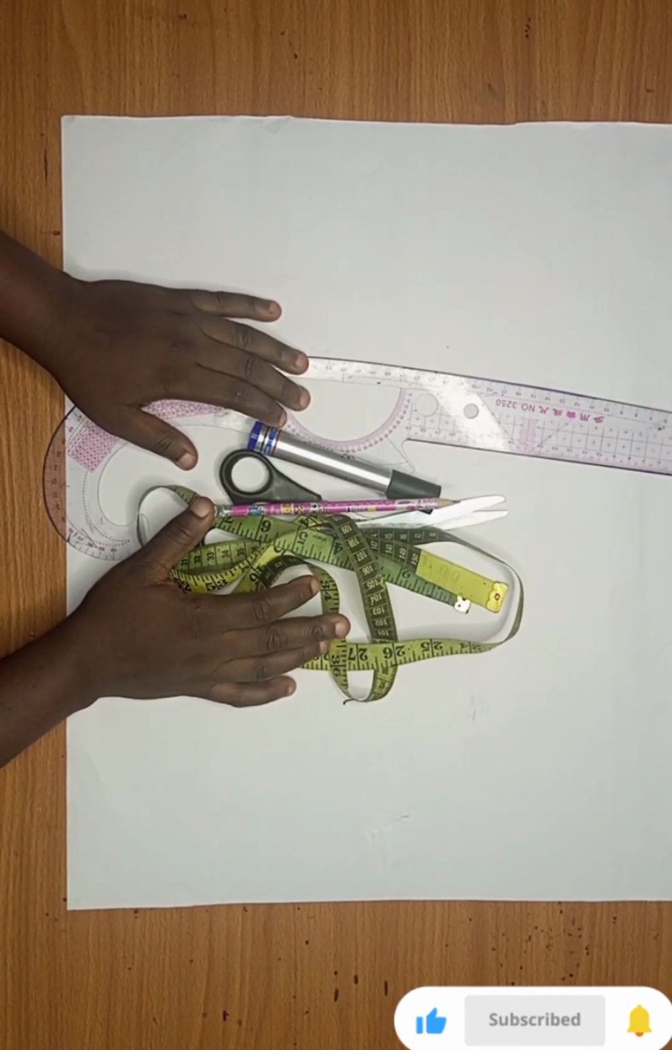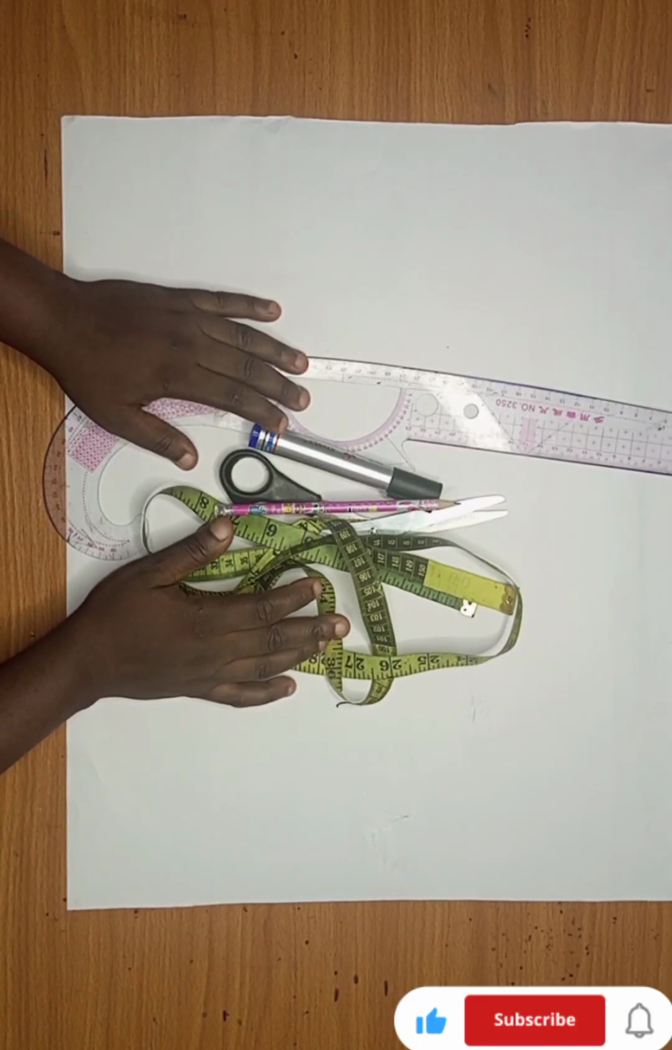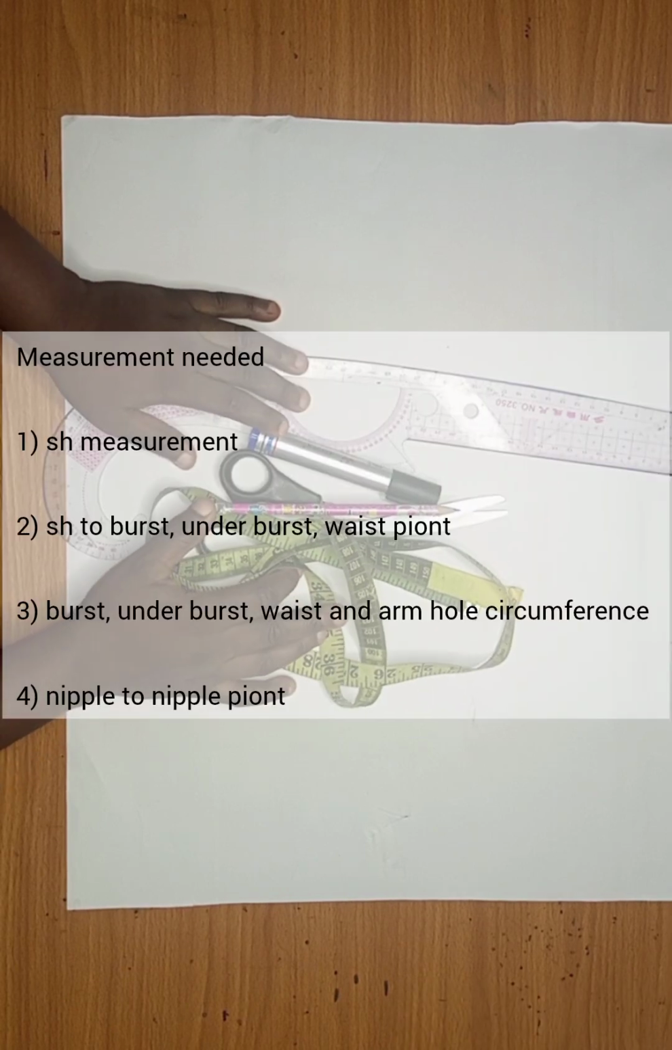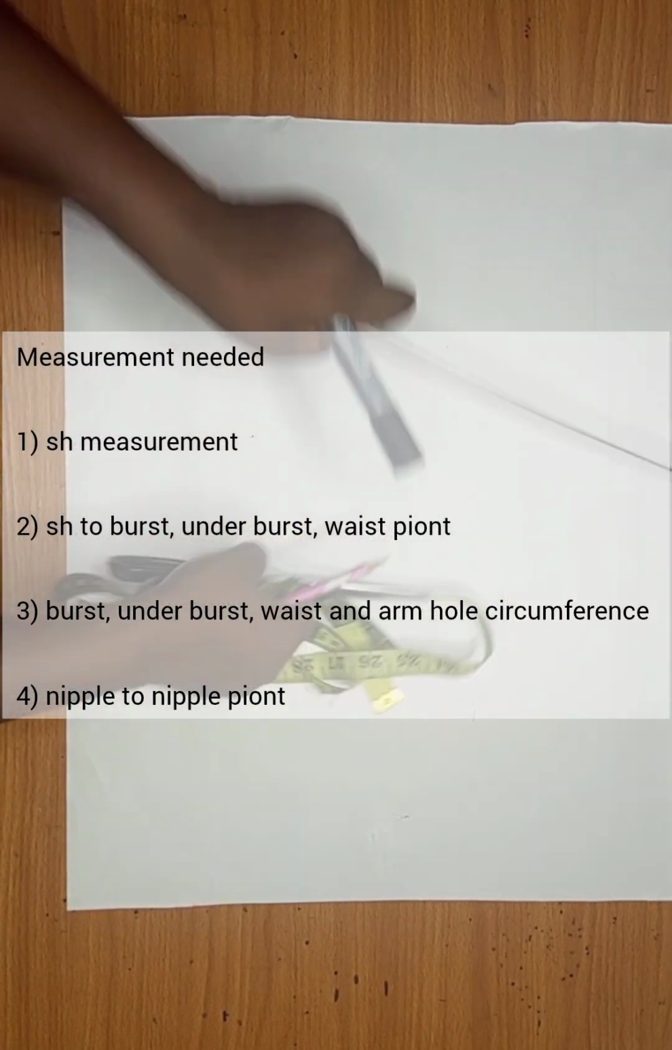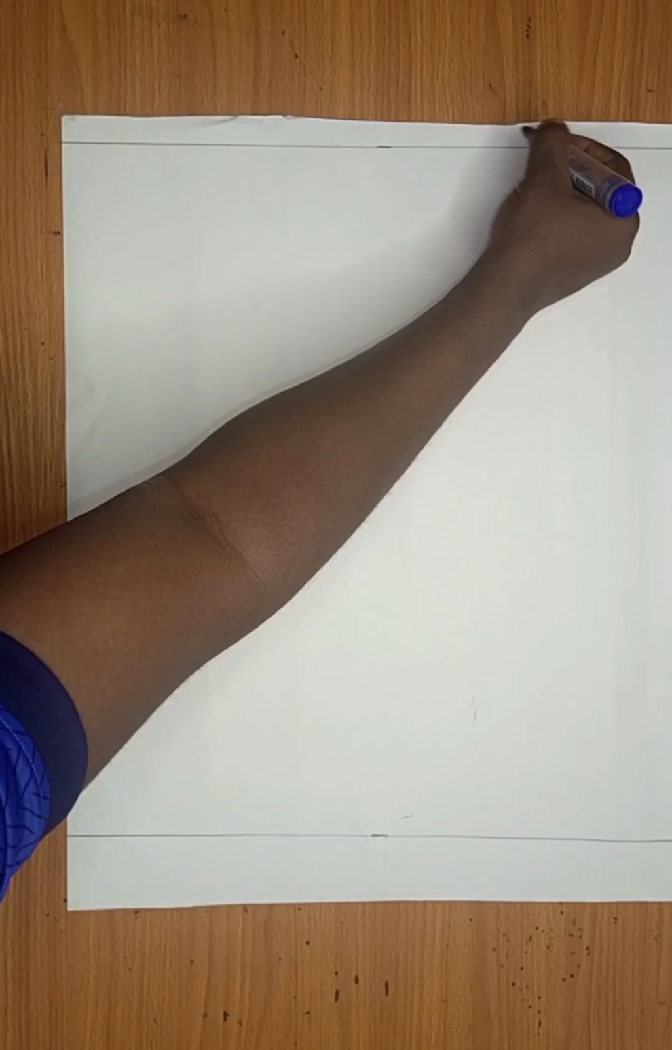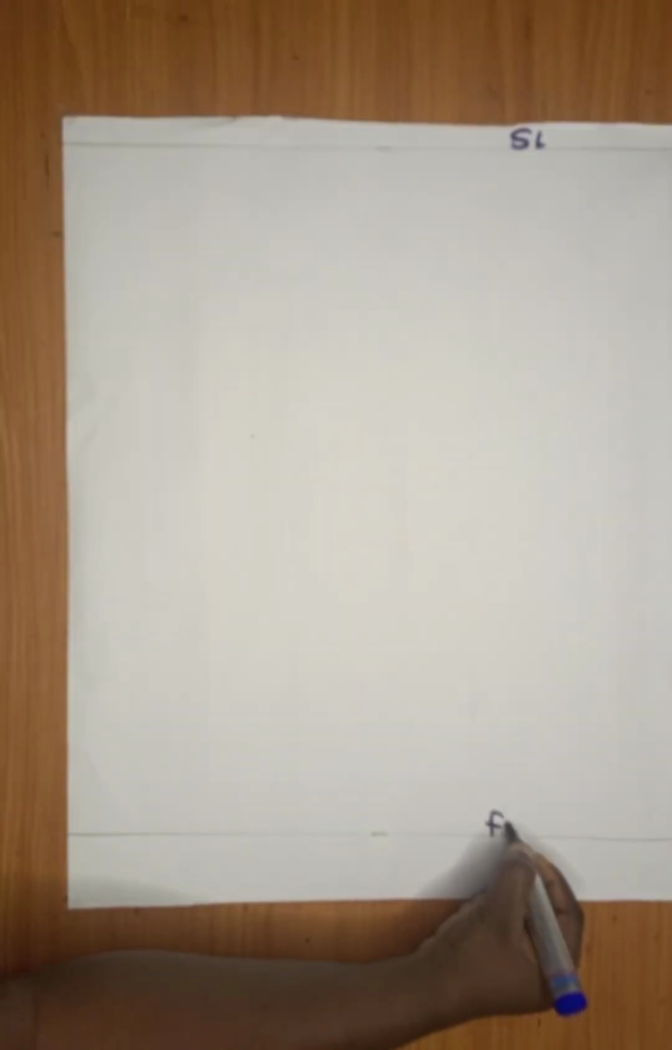So I'm going to be drafting a beginners friendly bustier top with yoke, and these are the measurements needed. I wrote two lines across my pattern paper, which the first line here is my shoulder line, then the second line here is my front waist line.